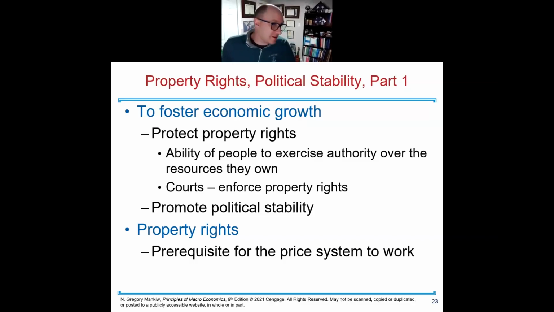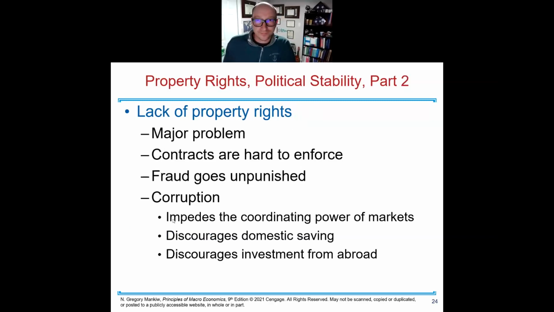But the idea here is that those things promote a stable economy. The reason why property rights are so important is because it provides the citizenry with stability, right? Without property rights, it causes major issues with stability. And it also encourages things like fraud and corruption, etc.